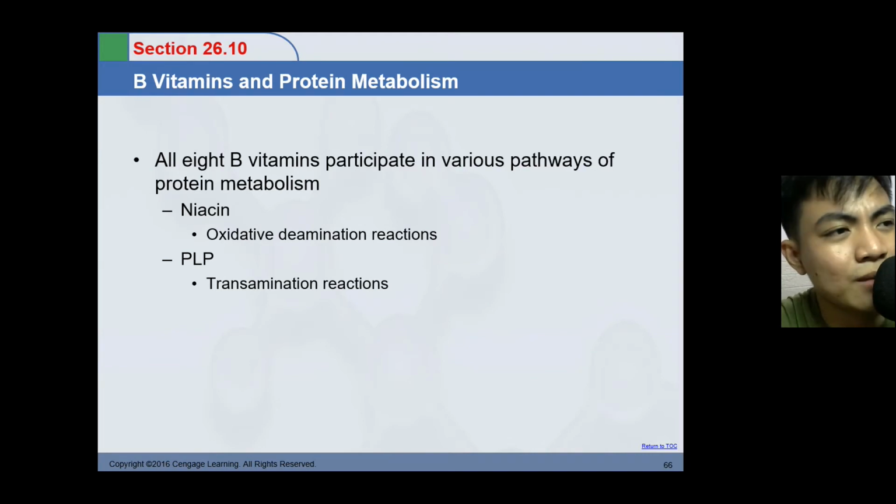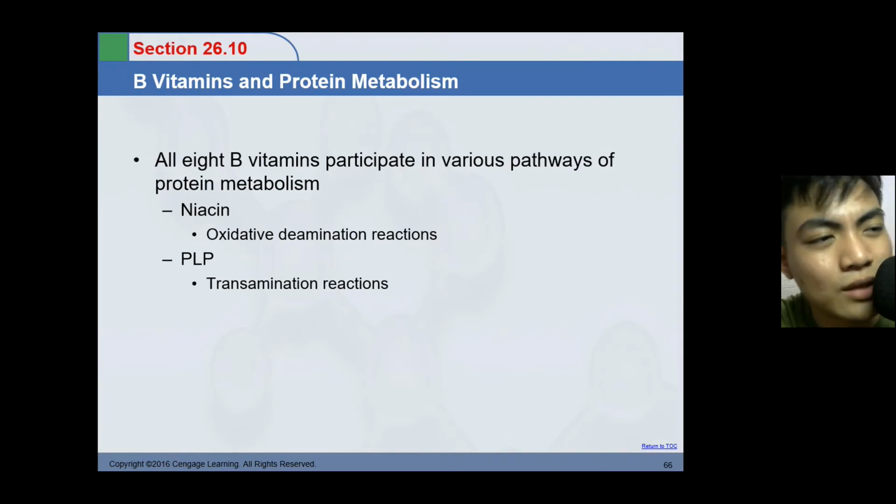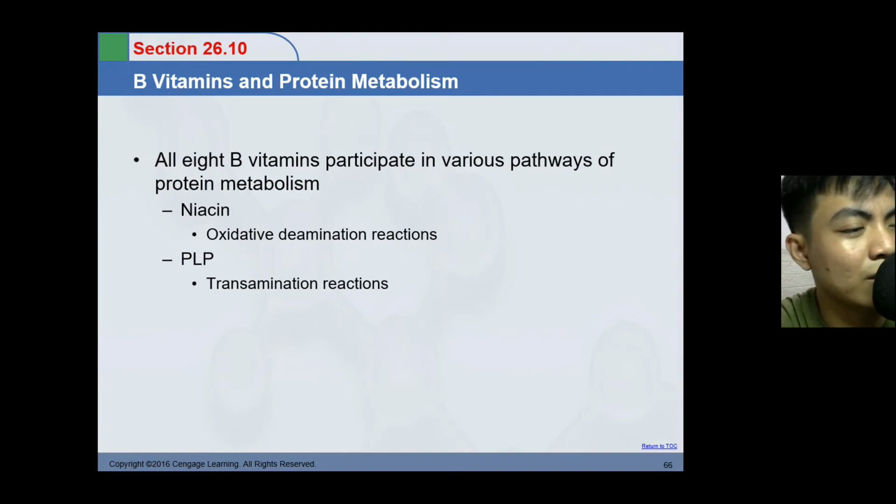So, let's talk about B vitamins, no, and their role in protein metabolism. So apparently, there are many variations of vitamin B. Okay, so may B1, B2, B3, di ba? So B12, something like that. So apparently, these vitamins can be integrated in the protein metabolism. No? Okay, so for example, the niacin can be used in oxidative deamination reaction, and the PLP can be used in the transamination reaction.